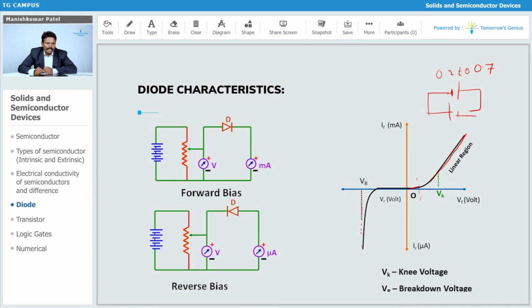So this Vk is called the knee voltage. You can show over here also, this cut-in voltage or knee voltage. And then this Vb is what we call the breakdown voltage. After that suddenly a large amount of current starts to flow. So that is what we call the breakdown voltage for this particular case. The same thing you can do as an experiment by measuring the voltage and current while increasing the voltage over here.